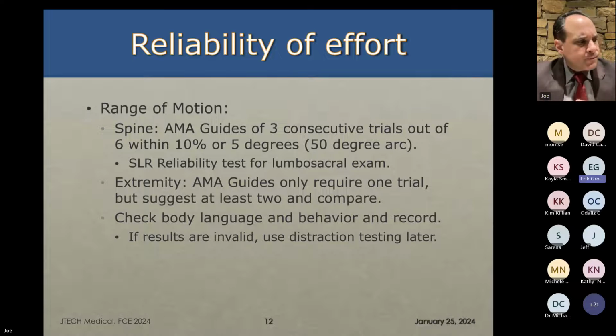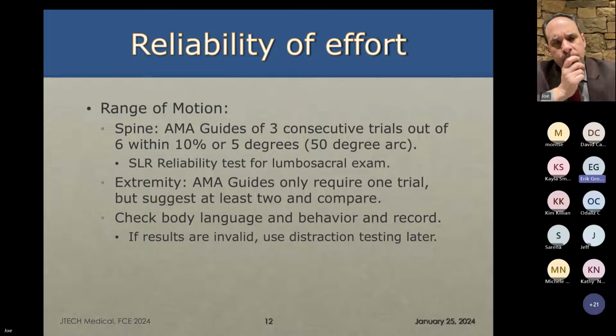Yeah, and Joe, on that note, the AMA has very specific criteria for considering a spine range of motion test valid. They give you up to 6 reps, like Joe mentioned. They just have to be consecutive reps, so it doesn't matter if it's reps 1, 2, 3 or 3, 4, 5. And the average of those 3 consecutive reps has to fall within 5 degrees or 10% of one another.